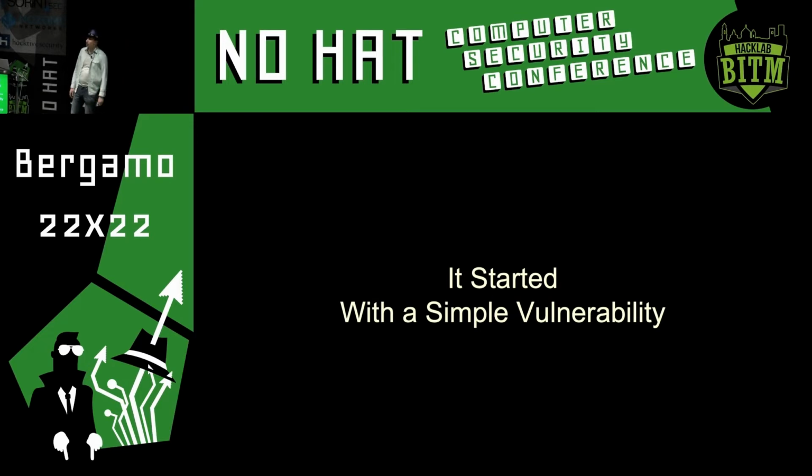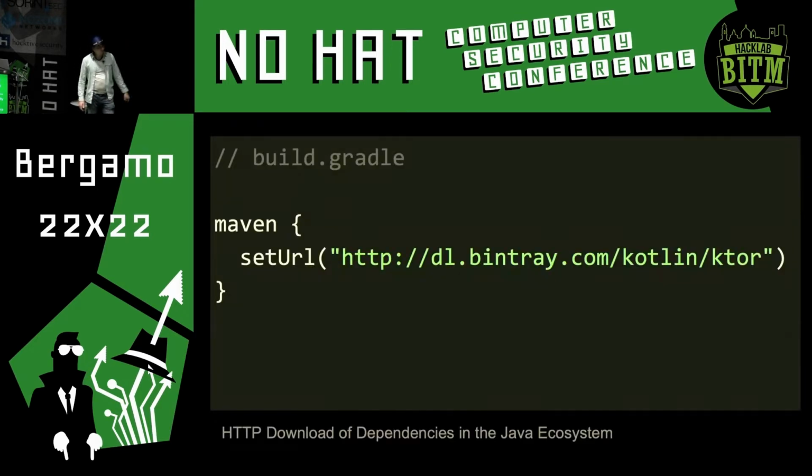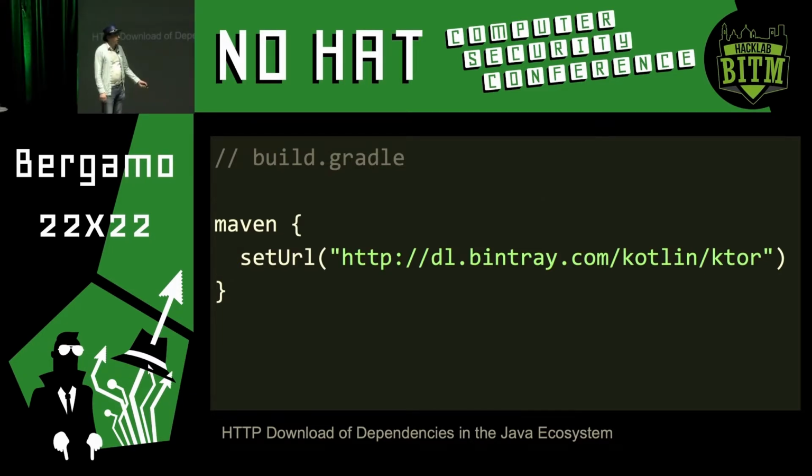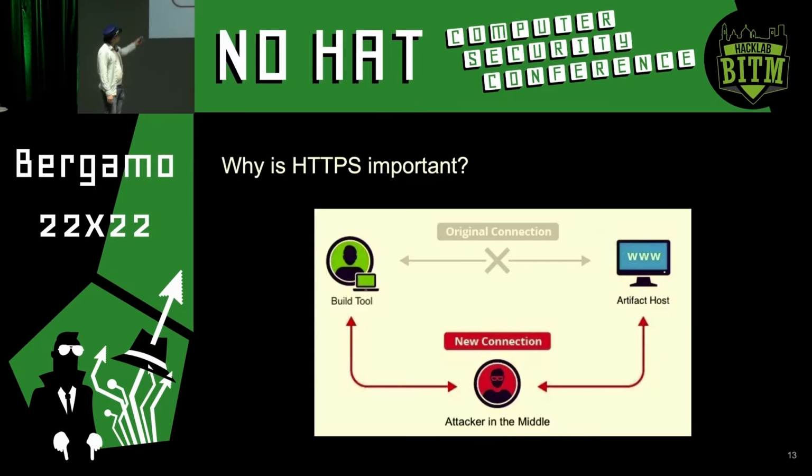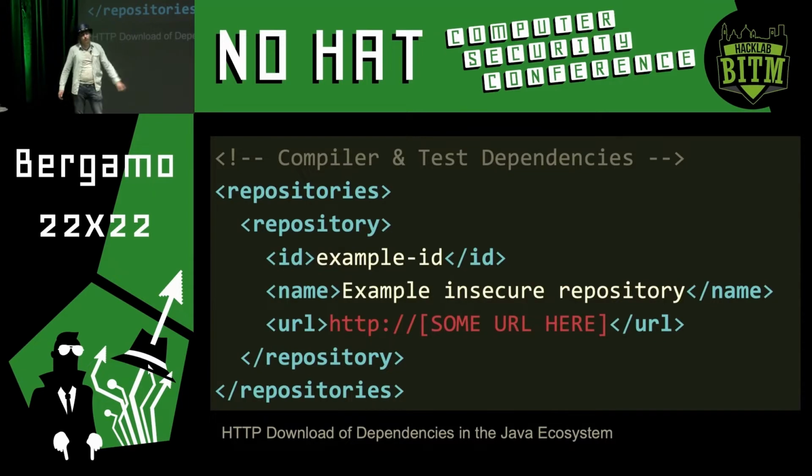This whole story started with a simple vulnerability. And this was that vulnerability. It was in my company's Gradle build, and it was the use of HTTP instead of HTTPS to resolve our dependencies without any additional authentication, because the Java ecosystem doesn't have additional verification of artifacts being downloaded in your build tool. And this is why this is important, right? Classic attacker-in-the-middle vulnerability, the result of using HTTP instead of HTTPS. And this is an example of that same vulnerability existing in Maven POM files.